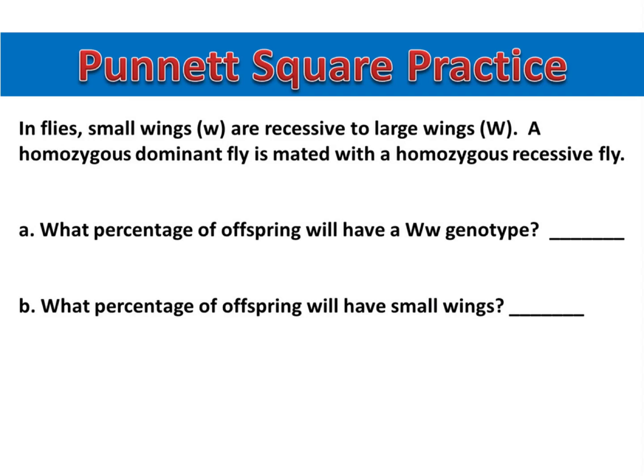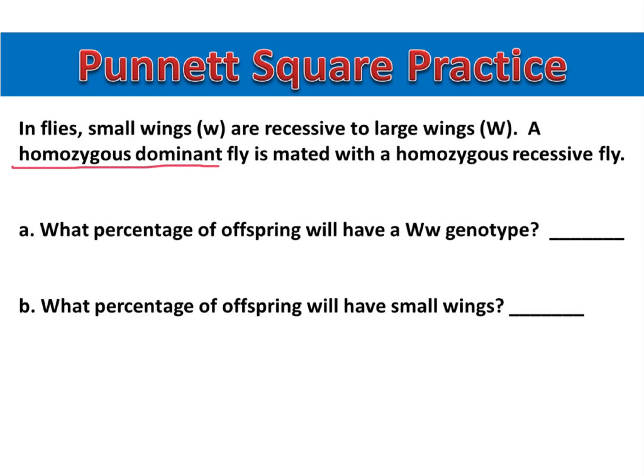In flies, small wings, little w, are recessive to large wings, capital W. A homozygous dominant fly is mated with a homozygous recessive fly. So let's make sure we have our genotype straight. So my first fly is homozygous dominant. Both of those words are important.